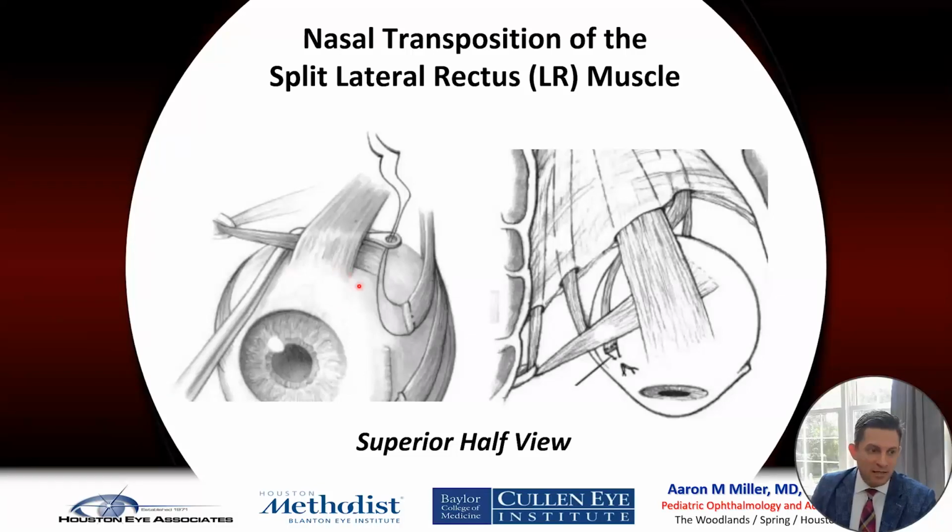Some people advocate actually tenotomizing the superior oblique. I tend to not do that just because sometimes if you need additional procedures, having access to that superior oblique may be helpful in the future. Again, you can see here the superior half view of where that lateral rectus passes. And it's real important whenever you're doing this procedure to go really far posterior on that splitting of that lateral rectus muscle because you've got to split farther back to get a good stretch and a good ability to get the eye over.